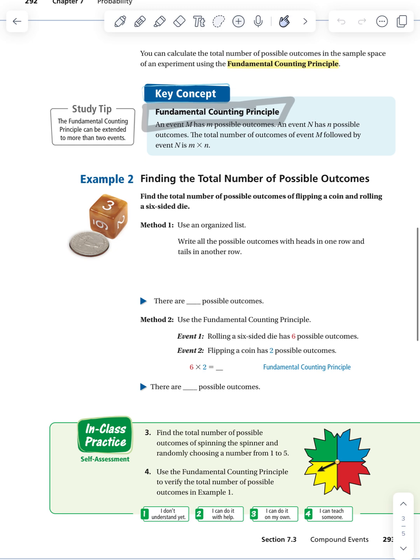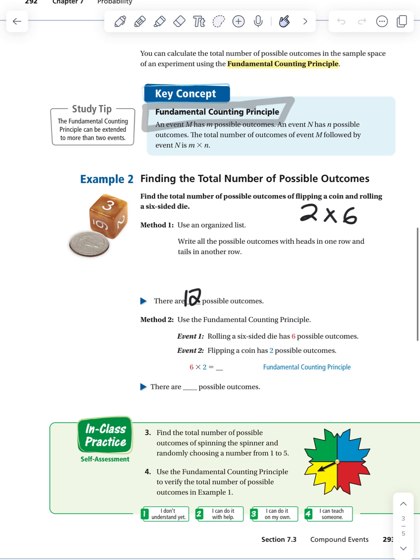Okay, example 2. Find the total number of possible outcomes for flipping a coin and rolling a 6-sided dice. There are 2 outcomes when you flip a coin. There are 6 outcomes when you roll a dice. 2 times 6 is 12 possible outcomes.